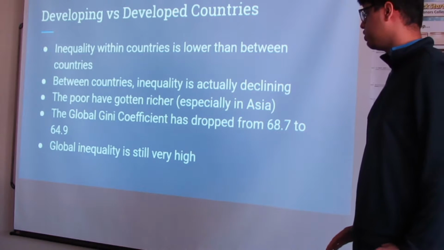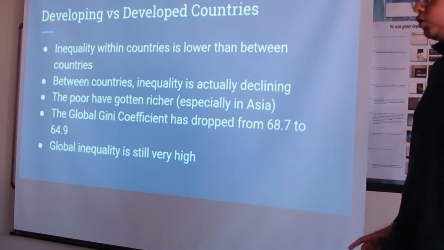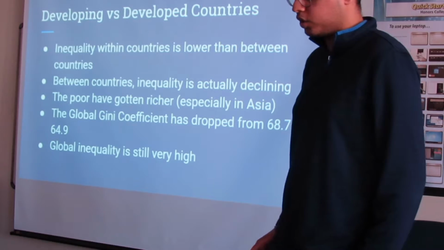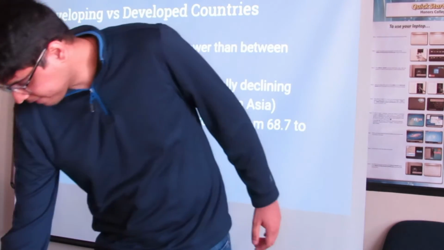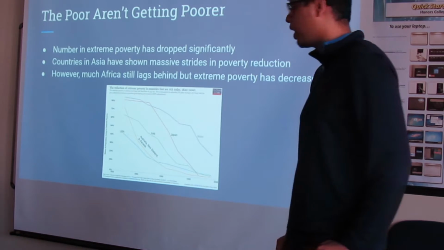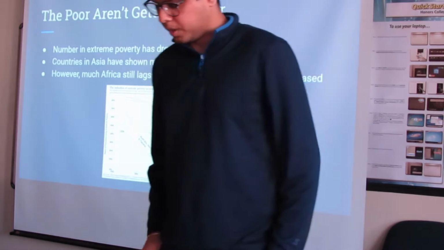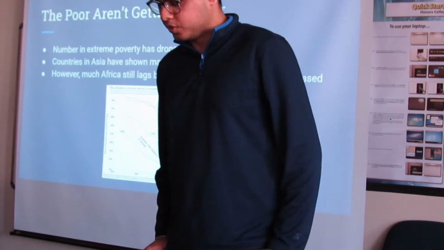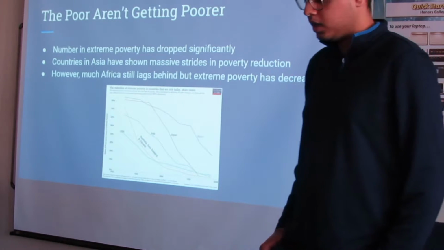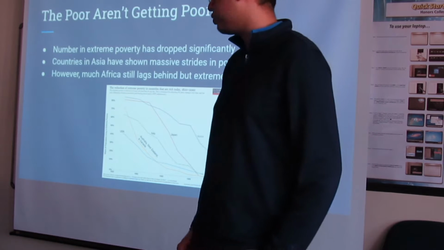And the global Gini coefficient dropped from 68.7 to 64.9 between 2003 and 2014. However, global inequality is still very high. And the number in extreme poverty has dropped significantly, such that in South Asia, for example, 47% were in extreme poverty in 1980, now it's 12%. In China, it was 88% in 1980, and it went down to 6.5% in 2012.